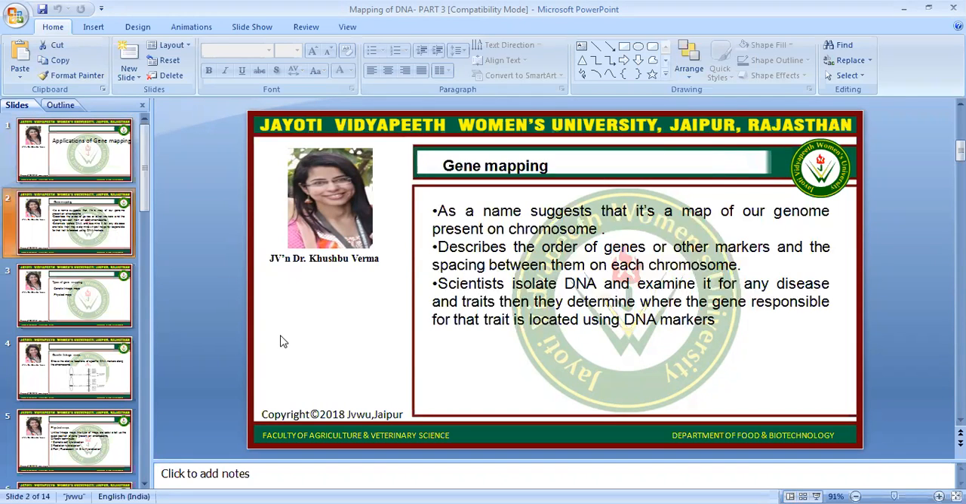So first of all, we need to discuss gene mapping. As the name suggests, it's a map of our genome present on the chromosome, and it describes the order of the genes and other markers and the spacing between them on each chromosome. Scientists isolate DNA and examine it for any disease and traits, then they determine where the gene responsible for that trait is located using DNA markers.